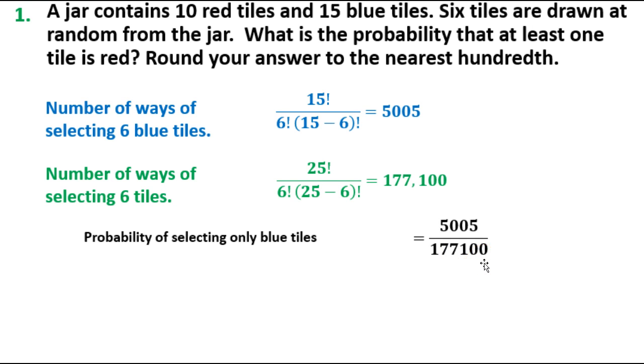So the probability of choosing all blue ones would be 5,005 divided by 177,100, which, if you plug this in your calculator, we'll round off to the nearest hundredth. That will be fine at this point. That would be 0.03. So it's roughly 0.03.